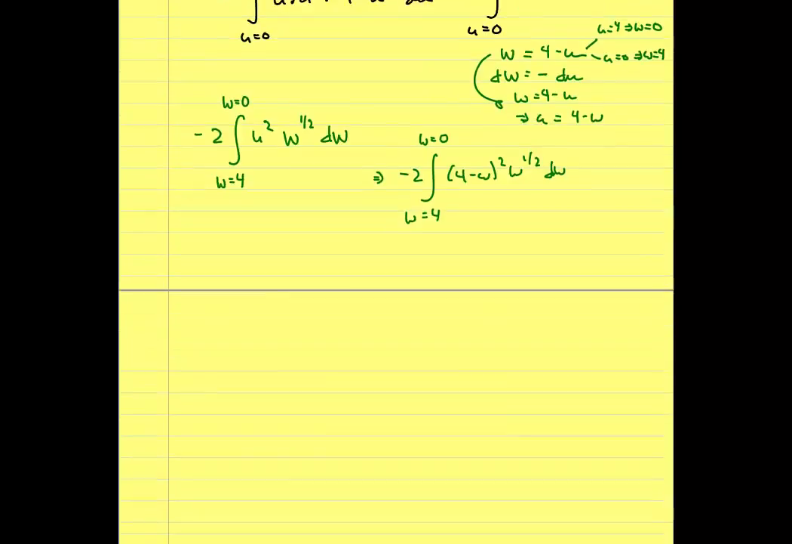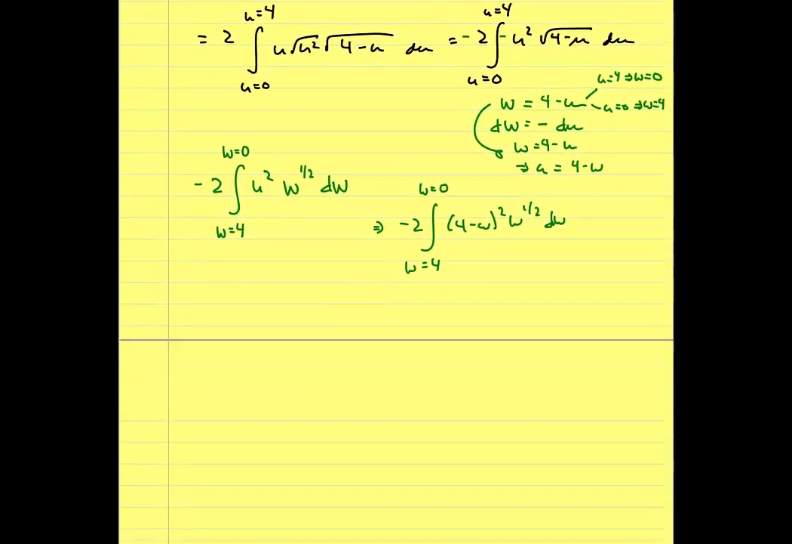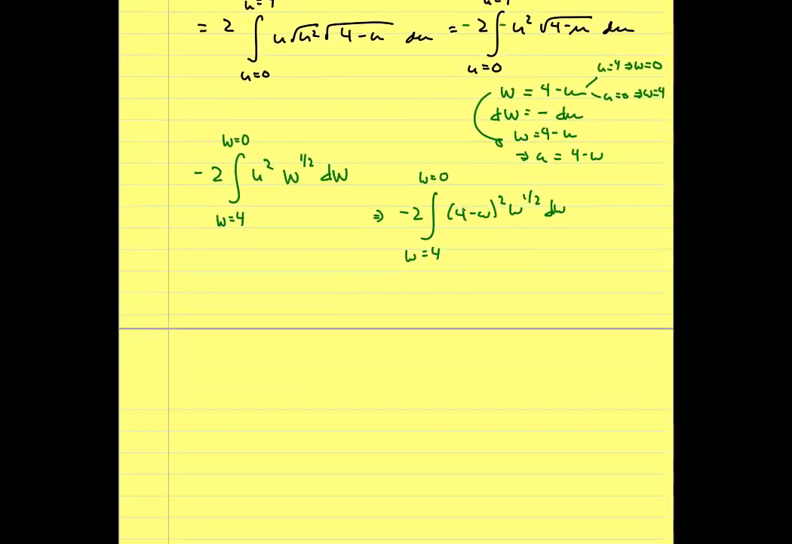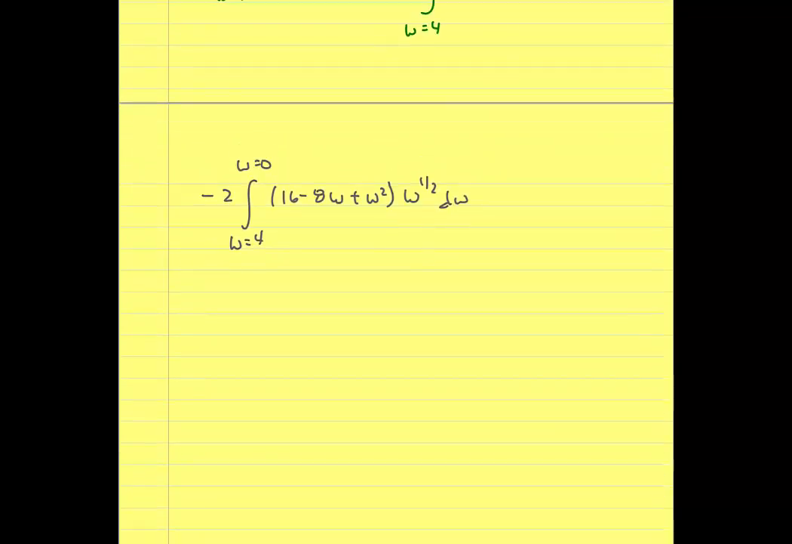Now we could actually do, that'd be kind of fun, we could do another change of variable. We could let u equal 4 minus w and then kind of work from there. But I think a simple thing to do would be to go ahead and expand this to kind of get out of here because things are getting a little deep. And then distribute through the w to the 1/2. So this would be 16 minus 8w plus w squared times w to the 1/2 dw. We would distribute through the w to the 1/2.